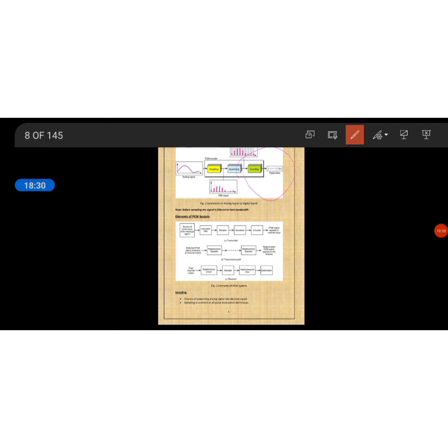A to D conversion means there are three important blocks: sampling, quantizing, encoding. This is about the elements of the PCM system, which we will discuss later. It is a 13 mark topic, so we will discuss it in detail in that particular topic. Up to this, the pulse code modulation introduction is over.